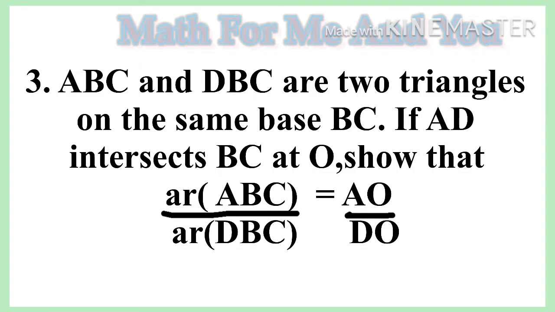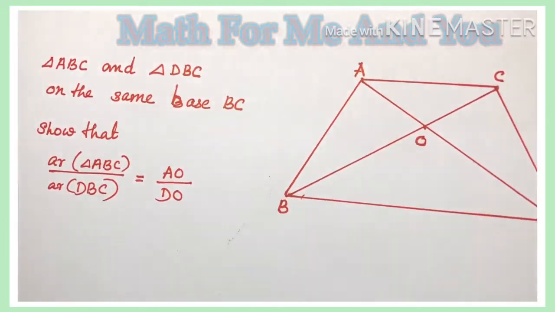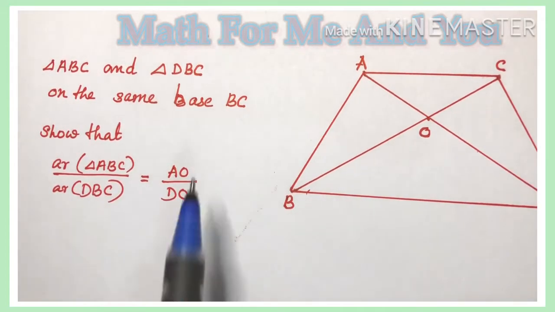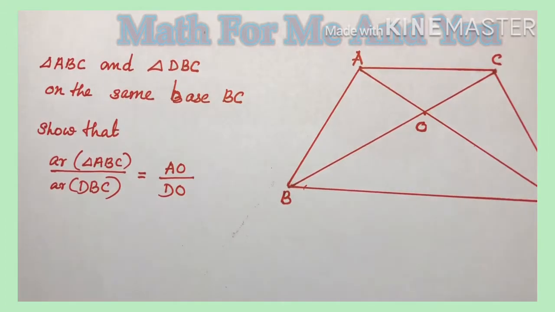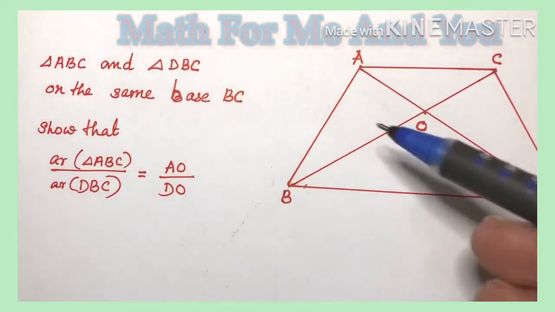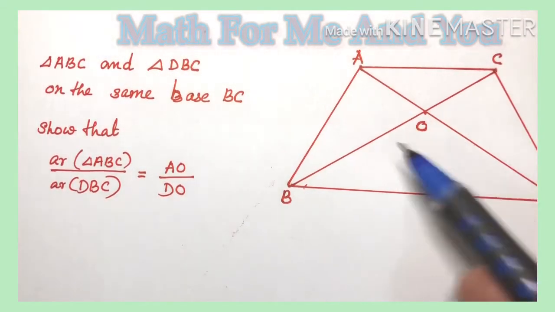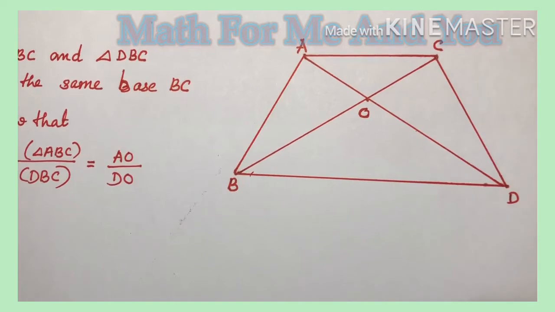Next question. ABC and DBC are two triangles on the same base BC. If AD intersects BC at O, show that area of triangle ABC by area of triangle DBC equals AO by DO. Now we can see the two triangles with the same base BC. We are going to show area of triangle ABC by area of triangle DBC equals AO by DO.